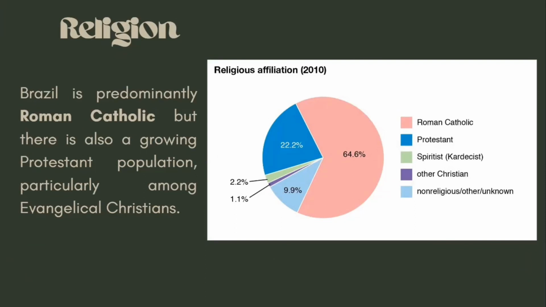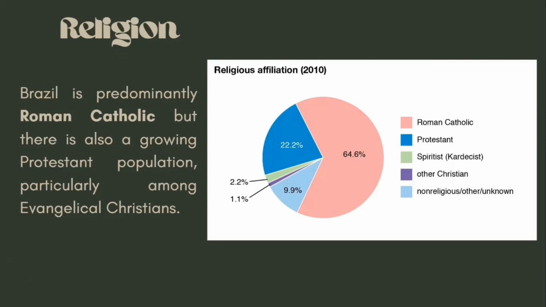However, there is also a growing Protestant population, particularly among evangelical Christians. Now, the predominant Roman Catholicism in Brazil can be traced back to the country's history of colonization by Portugal, which brought Catholicism to the region in the 16th century. Now, for nearly 3 centuries, the Portuguese colonial government imposed Catholicism on the indigenous population, resulting in the widespread adoption of the religion.